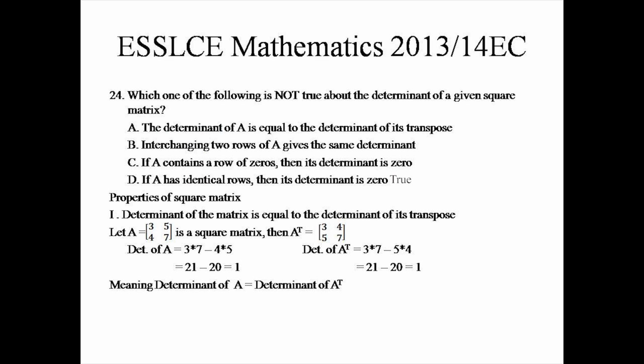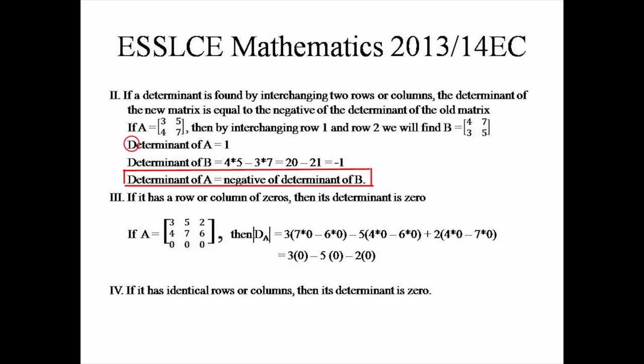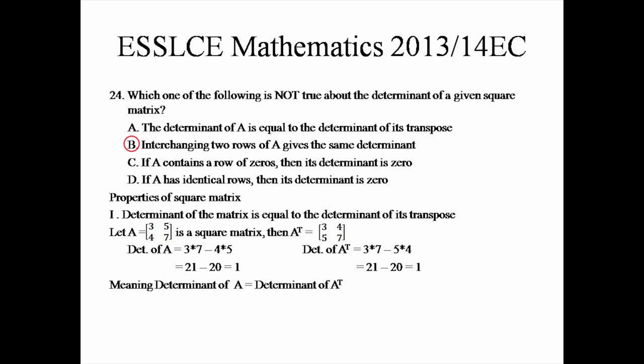So the answer is choice B, because as we checked in Roman numeral 2 above, interchanging two rows of A gives the negative of the determinant of the old one, but not equal.